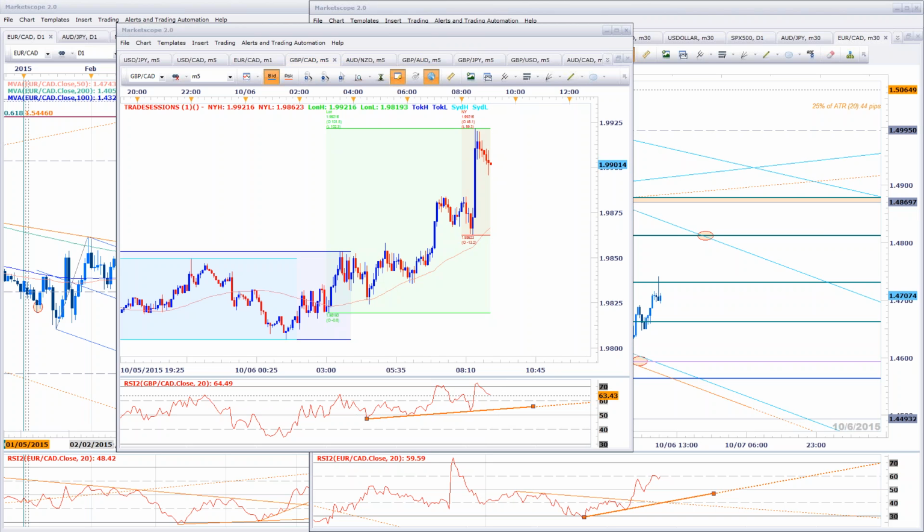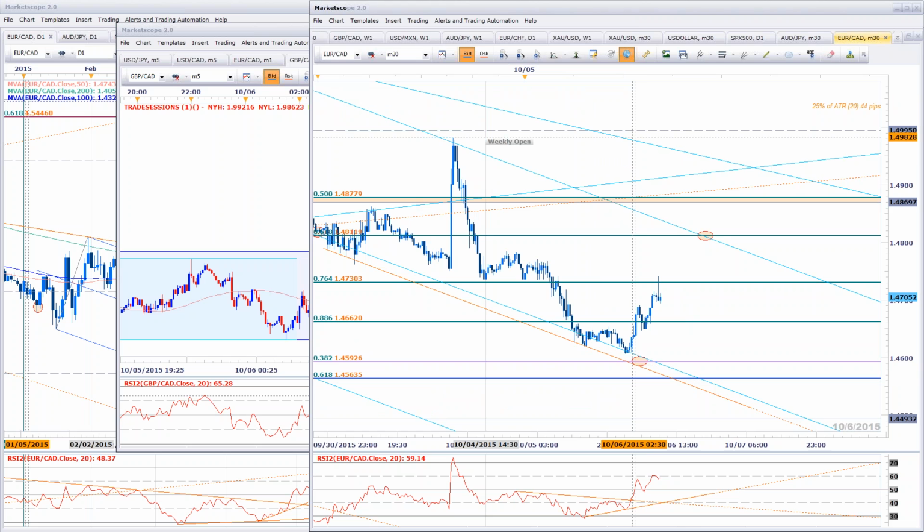Valentina, great to see you in the room, says, so for EuroCAD, are you looking for a break of support? Which support structure are you talking about there, Valentina? This support? Down at like 48.50? Or, sorry, 45.80? Of the 46 handle. Inevitably, yeah.